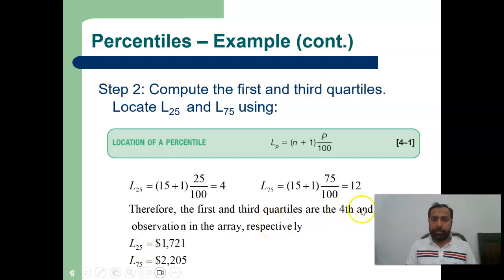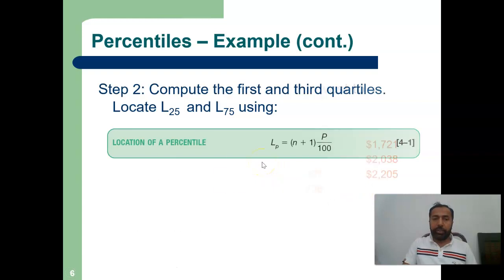Similarly, when we want to find out quartile 3, the third quartile. So the location of the first quartile was 4 and the number of the first quartile was 1721. Now we want to find out the location of the third quartile. We know that by third quartile we mean the 75th percentile, because quartile 1 is 25, the second quarter is also 25, the third quarter is also 25. So 25 plus 25 plus 25 is equal to 75. So we shall put P equal to 75 in this formula and we find out that the location of the 75th percentile is the 12th number.